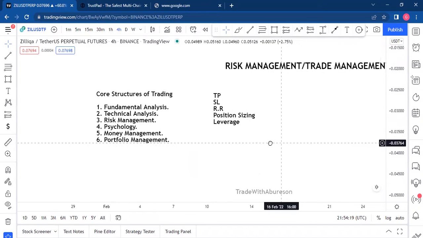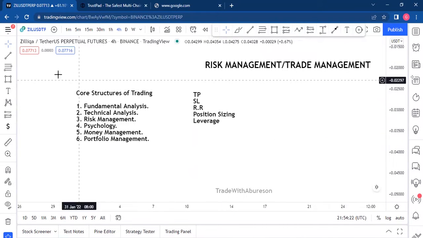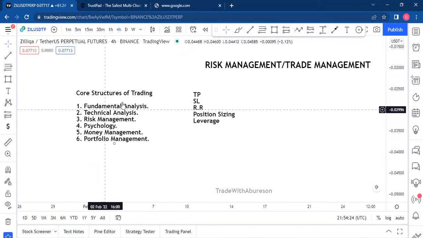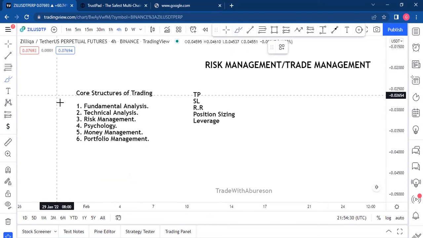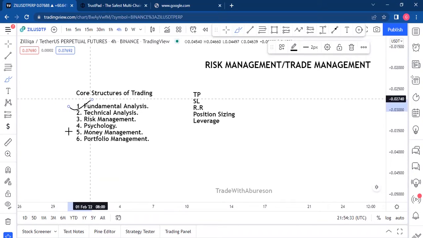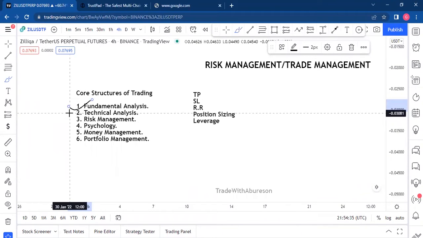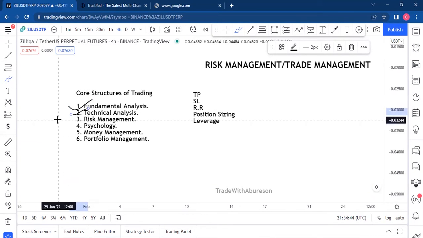So in trading, there are 6 core structures of trading. One is fundamental analysis, knowing about the fundamentals, what is happening in the market, what the market direction is, and the current sentiment in the market. Then there is technical analysis, knowing your various regions, your demand region, your supply region, your possible take profit region, possible market direction, and the market directional bias. Technical analysis helps you in achieving that.